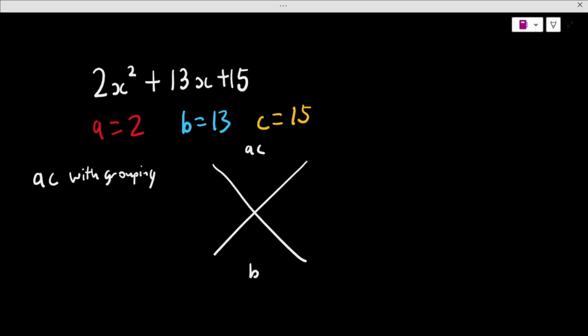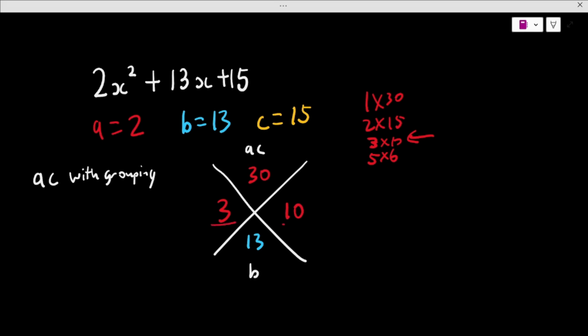just write B. So at the top is going to be 2 times 15, which is 30. B is going to be 13. We are going to now find the factors of 30 that when added give 13. So as we have done earlier, we know that it's 1 times 30, 2 times 15, 3 times 10, and also 5 times 6. So this pair gives us 13 when we add it together. So it's going to be 3 and 10.